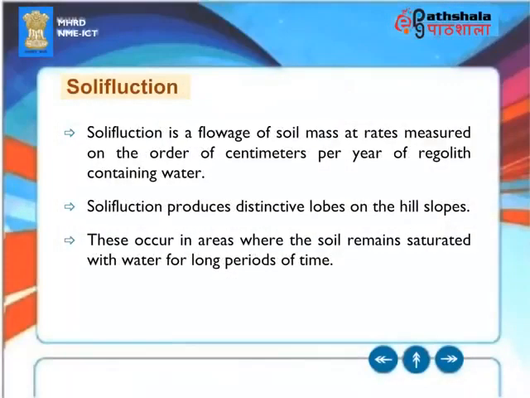Solifluction. Solifluction is a flowage of soil mass at rates measured on the order of centimeters per year of regolith containing water. Solifluction produces distinctive lobes on the hill slopes. These occur in areas where the soil remains saturated with water for long periods of time.